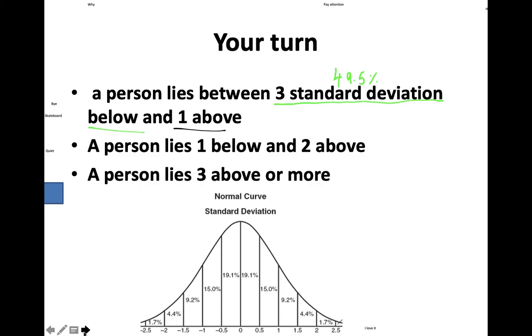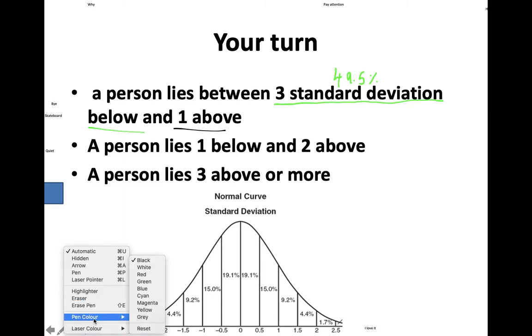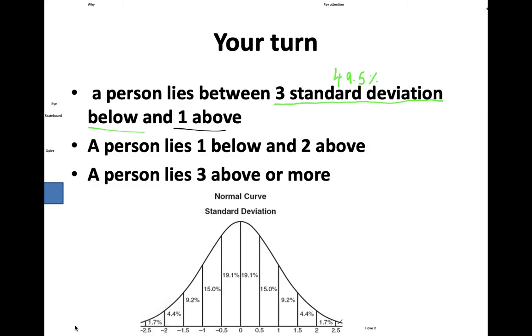Welcome back. Hopefully you would have got the following answers. For the first question, we have 49.5% as discussed, and 1 above is going to be an additional 34 because you would add these two black numbers together. So 34 plus 49.5 is going to be 83.5%.